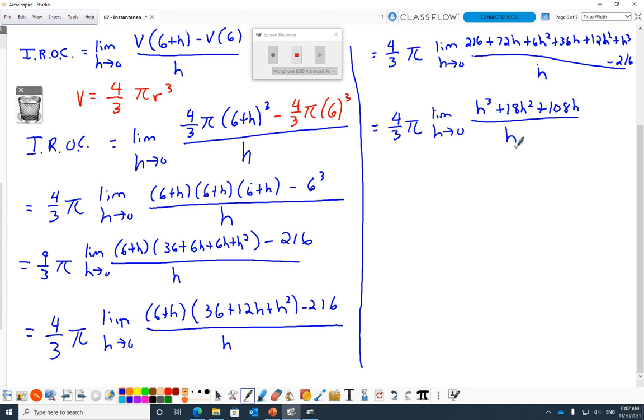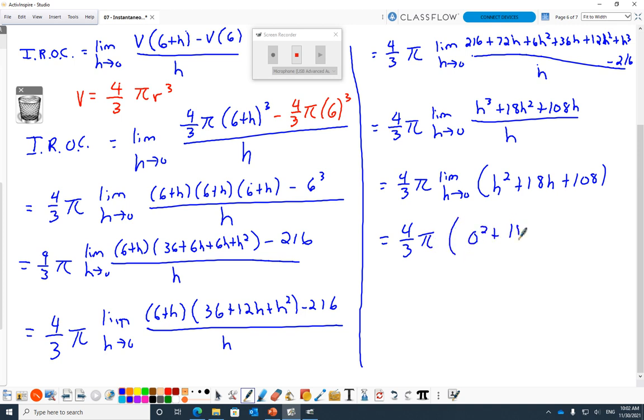And this time, I won't show the common factoring. Sort of giving you permission to, when you get to this moment, you can just divide the h into all the individual pieces. When it's a simple situation like that, you don't need the common factoring there. And so when I put in h equals 0, that's when I can get rid of the limit. And you don't even need this whole step either. Subbing in 0 just makes all the h terms disappear, and I get 4/3 pi times 108. And let's see, 108 divided by 3 is 36 times 4 is 144 pi.